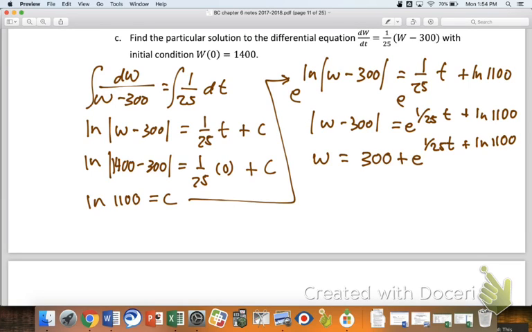Would I be wrong if I said it was 300 plus e to the 1/25 t times e to the ln of 1,100 and then brought the 1,100? Oh, so you mean 300 plus 1100 e to that? That's a plus sign in there. Yeah, that's fine. I happen to agree with you. Jake, I like that. It's good.